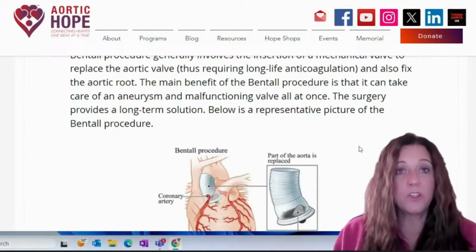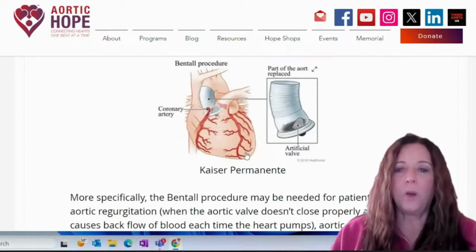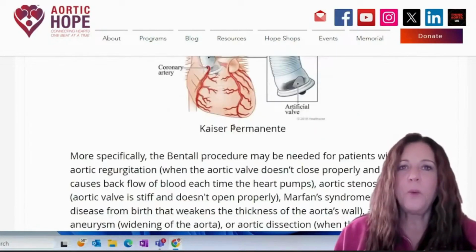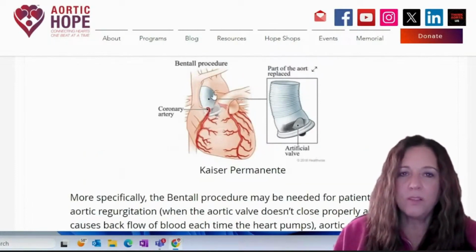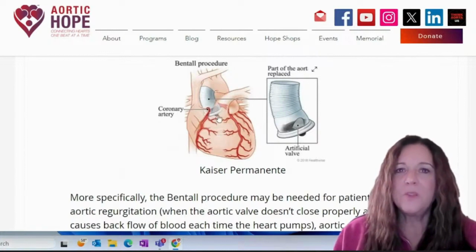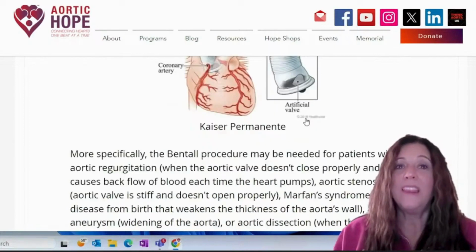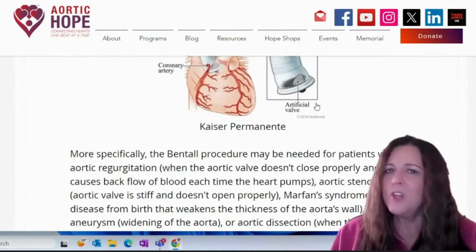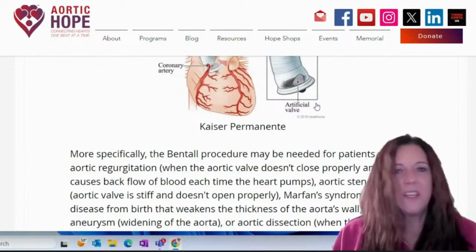So below, which I'm going to show you, is a representative picture of what the Bentel procedure looks like. So if you take a look here, you have your heart and you have, this is the aorta right here, okay? This is where your aortic valve would be. This is leading into the coronary artery, but this is the part of the aorta that's getting replaced. This is it. This is it right here. This is the artificial mechanical valve. You would think it would look like a valve that has 3 cusps or leaflets, and it doesn't.